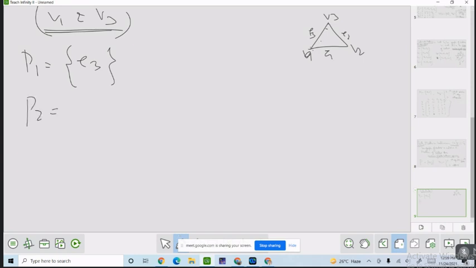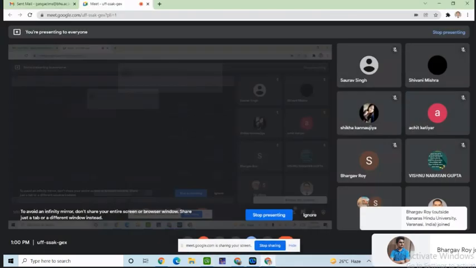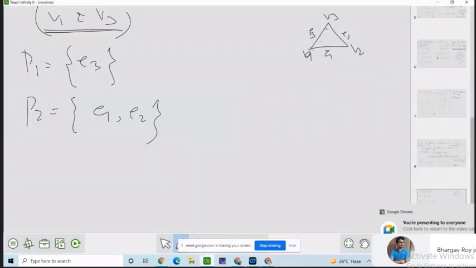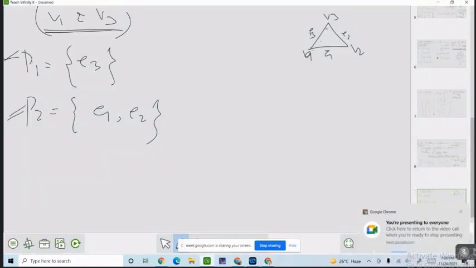Are you getting my point? Yes, sir. Okay. So it means from V1 to V3, there are only two paths, P1 and P2. The size of the matrix will be 2 cross 3. The matrix P will be here. Here P1.